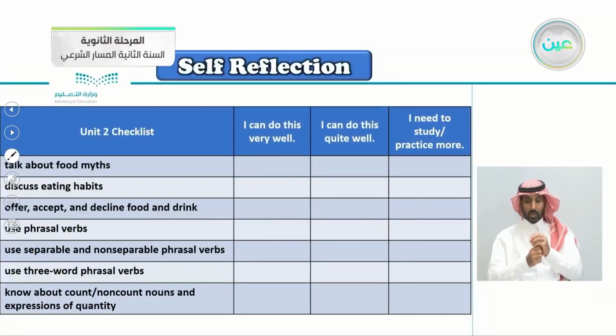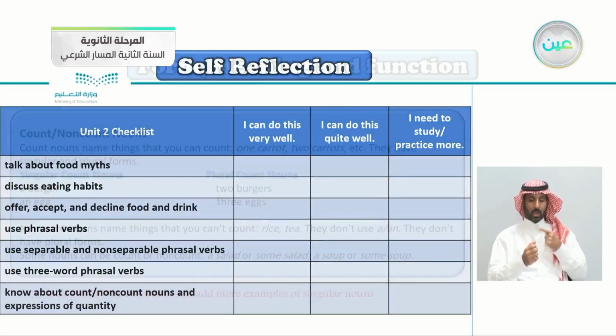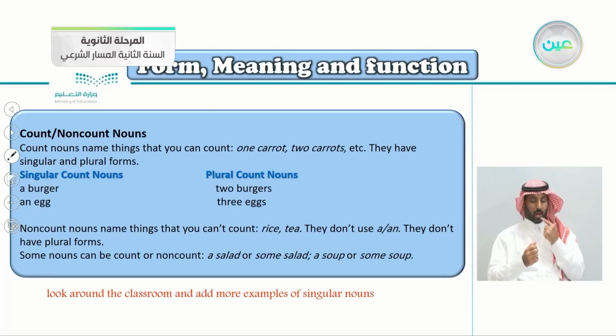Know about count and non-count nouns and expressions of quantity. If you remember the count and non-count nouns, the nouns that we can count or the nouns that we can't count. These are the count nouns: burger, burgers, egg, eggs. So we put S for plural. The non-count nouns name things that you can't count, for example, rice or tea. They don't use the articles a or an, and they don't have plural forms, as in the S here. Some nouns can be count or non-count: a salad or some salad, a soup or some soup, and so on.